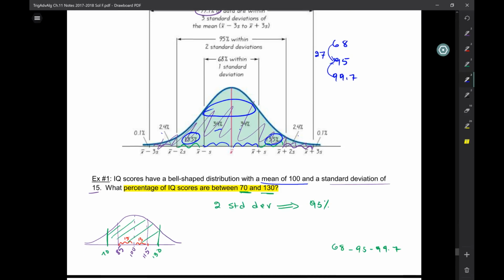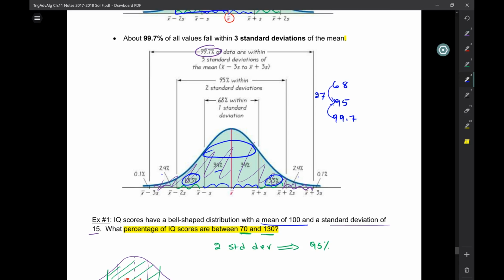Honestly, we don't use that all that often. Okay? So that's what it is. If you just know these, and then the difference you split, the difference you split.